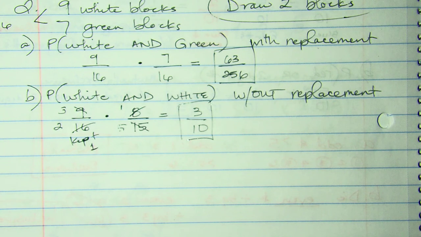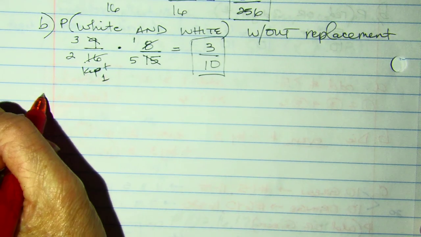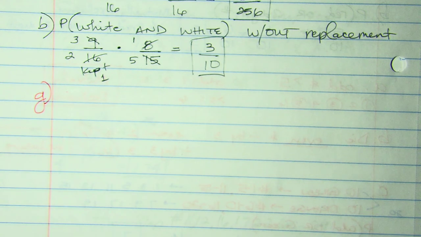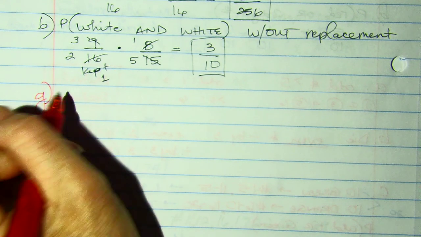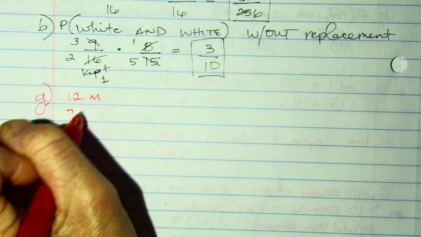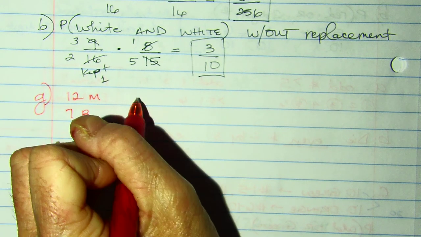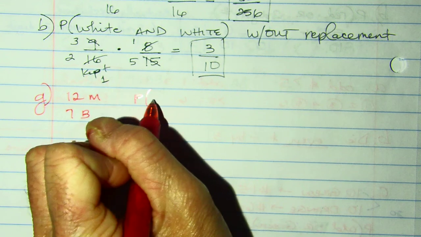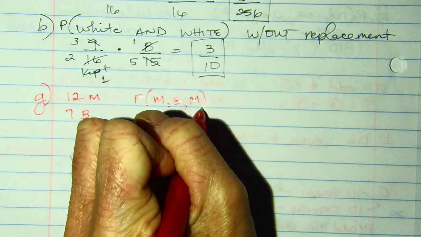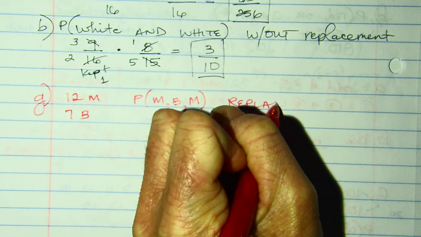So we are going to use that example to complete the last 2, part G. G says that I have 12 marbles and I have 7 blocks. An object is drawn from the jar and then replaced. Find the probability that in 3 draws I draw a marble, a block, and a marble, but I said they are replaced.